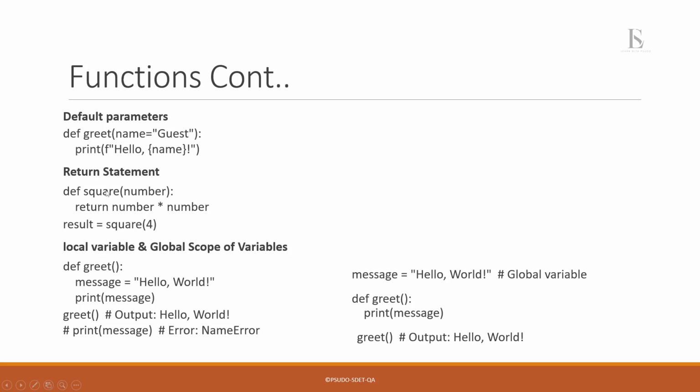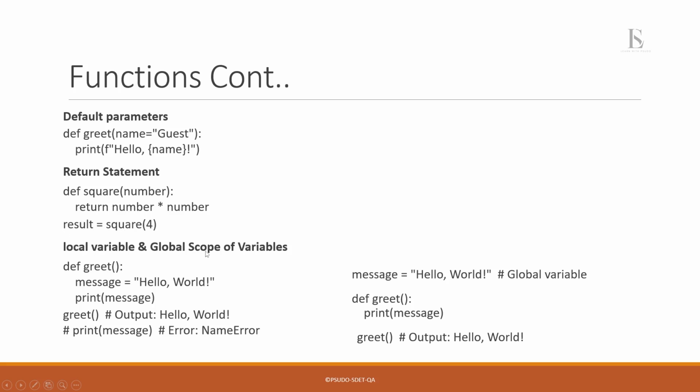Return statements are the values that are returned from a particular function. So if you see this example, I'm returning number into number, right? So what it will do is give me a square of it. So whatever values I'm passing, I'll be getting the square of it, and I need a variable to store the returned value, which is stored in this variable result.